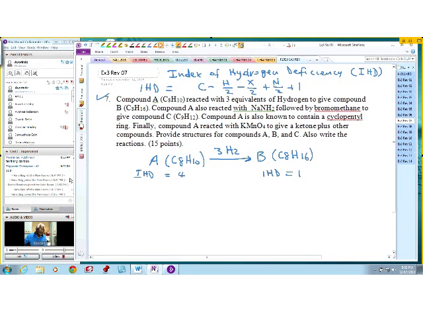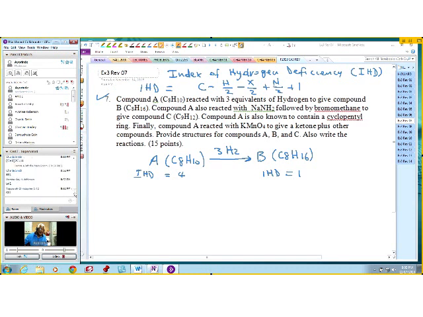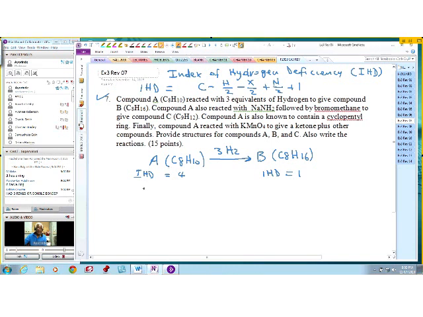Anybody? Okay, what does it tell you about compound A? Oh, a ring. Okay, I'm sorry. Compound A has a ring. Very good. So it tells us that compound A must have a ring. Okay, so let us have that here. Ring.